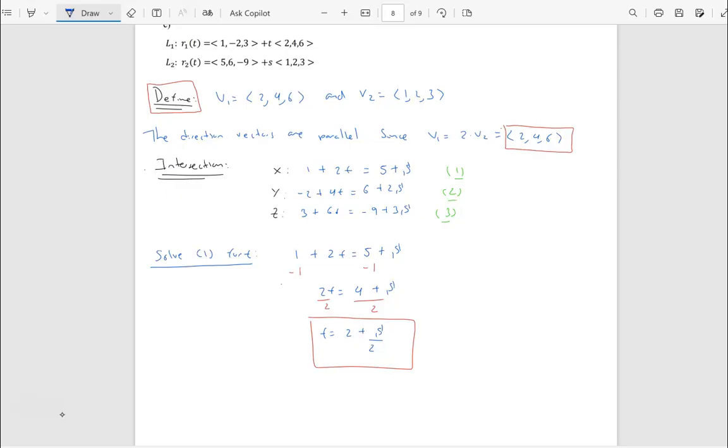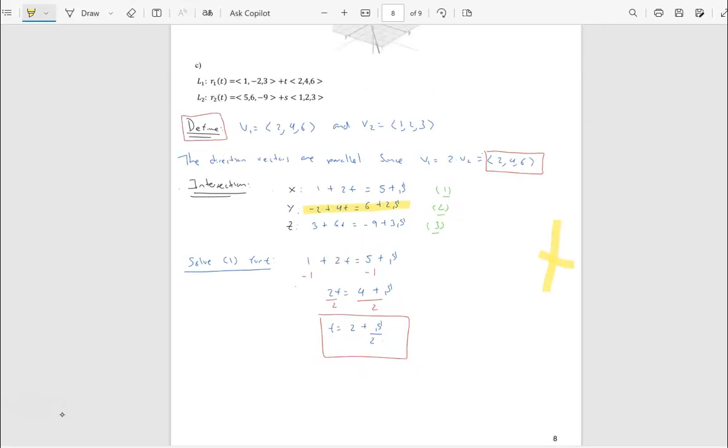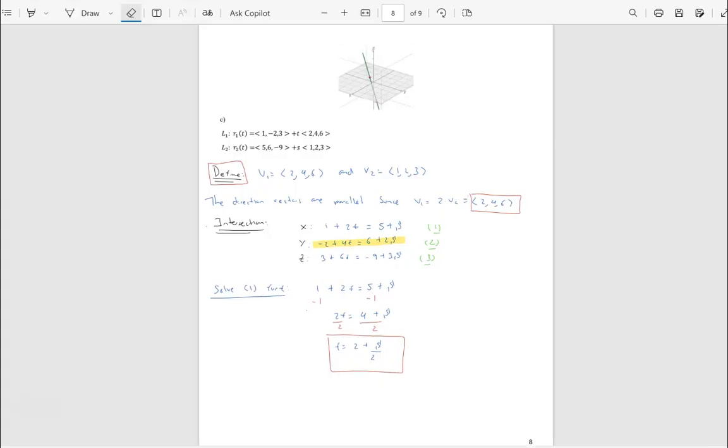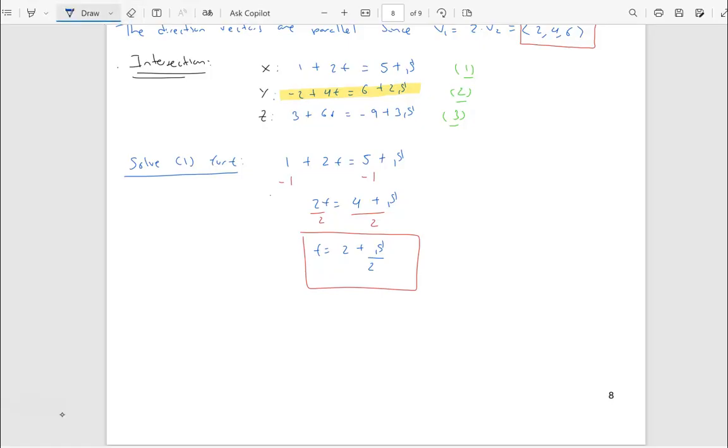Okay, at this point, let me plug it into equation 2. And you do have the picture of what this one looks like. When you have parallel vectors, you have to double check to make sure that you do have the same line, or if there's no intersection, then yes, the lines in R3 happen to be parallel. So in this case, let's evaluate. We're looking at t is equal to 2 plus s over 2 into equation 2.